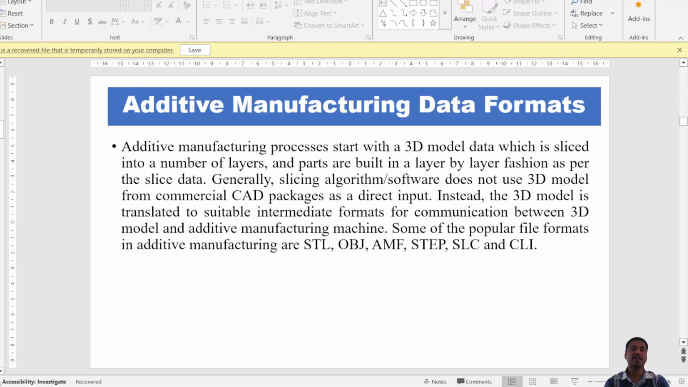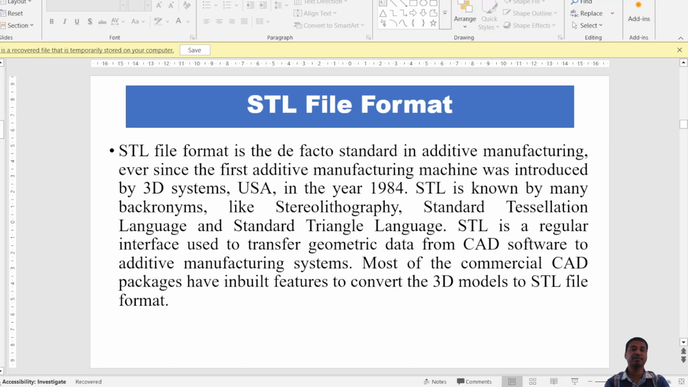Some of the popular file formats in additive manufacturing are the STL file format, OBJ file format, AMF file format, STEP file format, SLC file format, and CLI file format. Among them, the STL file format is the most popular file format in 3D printer machines. STL file format has been the de facto standard in additive manufacturing ever since the first additive manufacturing machine was introduced by 3D Systems USA in the year 1984.